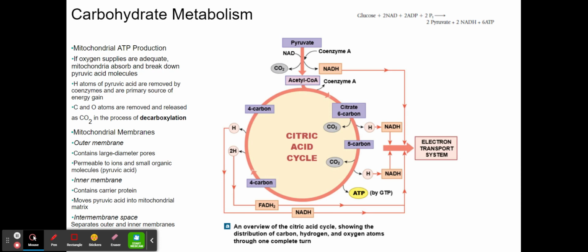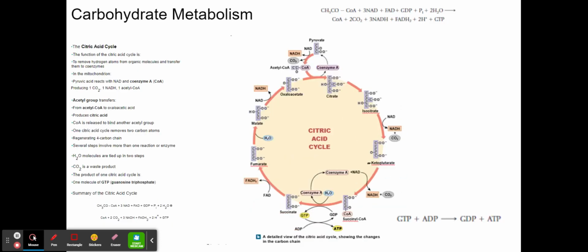In the mitochondrion, a pyruvate molecule participates in a complex reaction involving NAD and another coenzyme called coenzyme A, or CoA. This reaction yields one molecule of carbon dioxide, one of NADH, and one of acetyl-CoA, which is a 2-carbon acetyl group bound to a coenzyme.